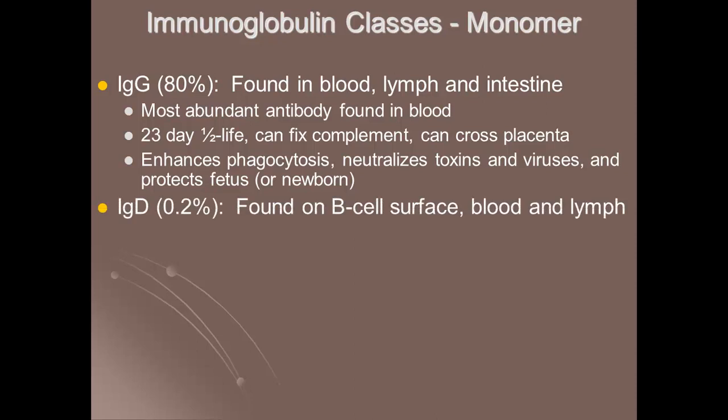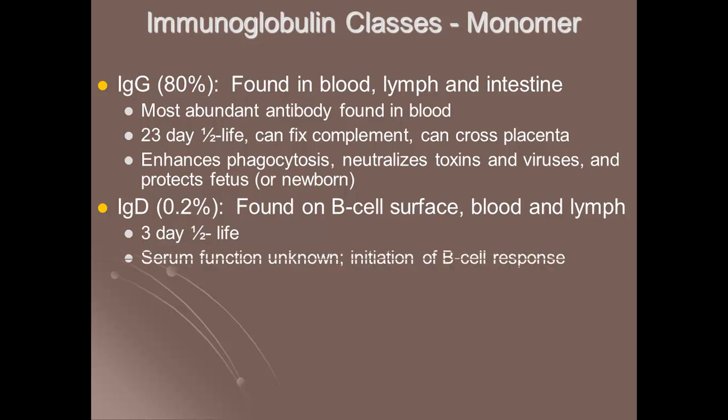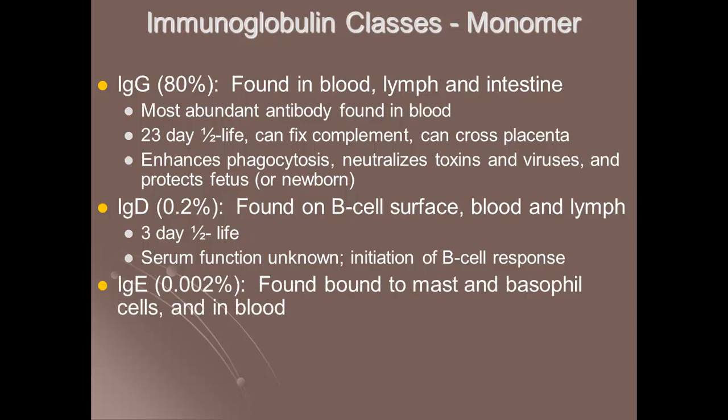IgD is 0.2% of the serum antibodies. It's found in the blood, the lymph, and on the B cells. It has a half-life of 3 days, so that means that it's around for 6 days. Its serum function is unknown. On B cells, it's found to initiate the B cell response.